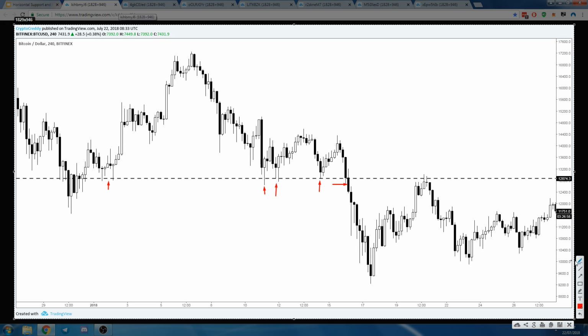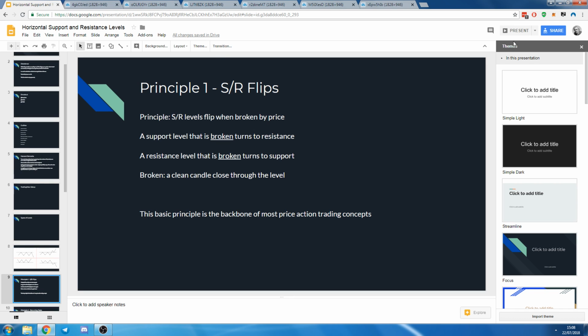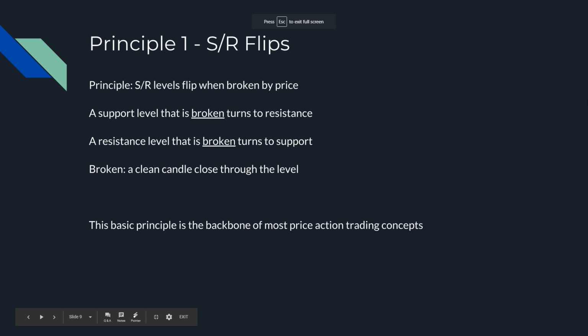You can see you get a nice rounded retest into it, and the same level that was previously used for buying, keeping the price up, is then used for selling before continuation lower. So that's an SR flip. When a support is broken, the same level flips to resistance, and when a resistance is broken, the same level flips to support. Really important. Let's move on. That's principle 1.